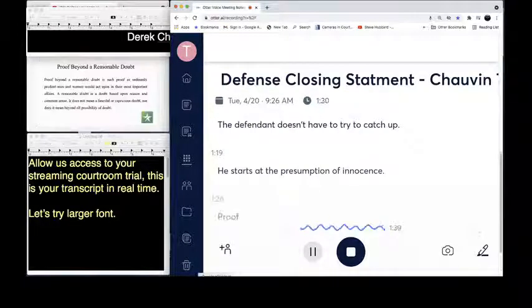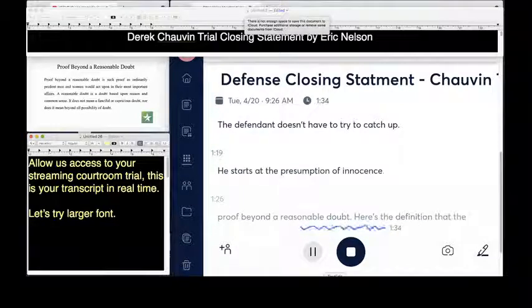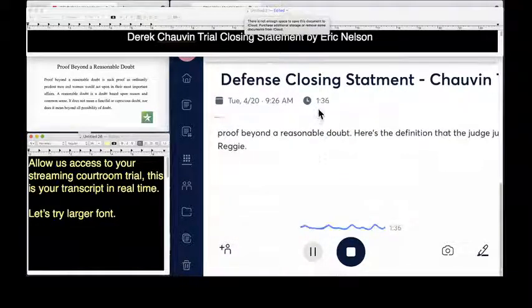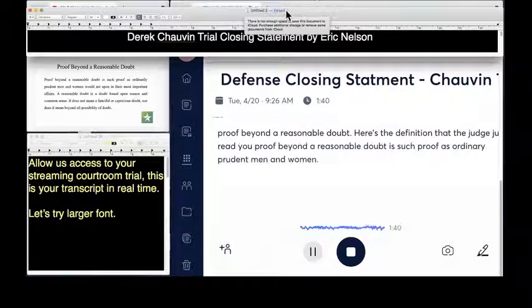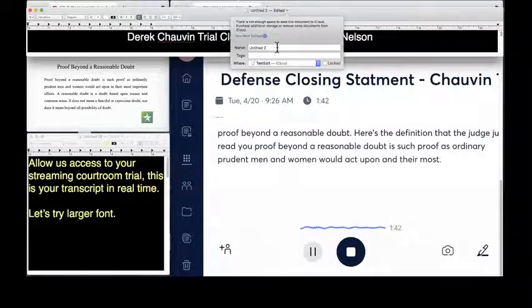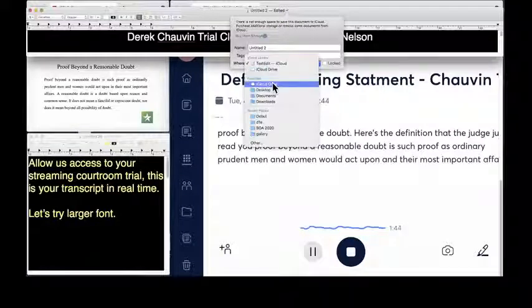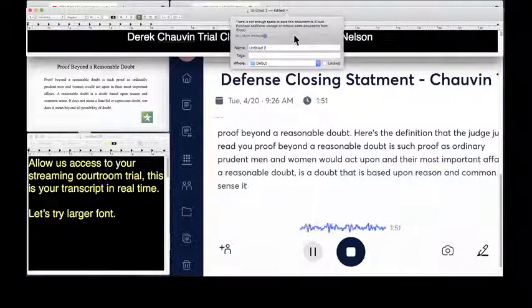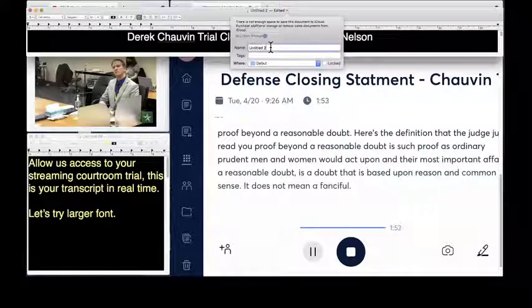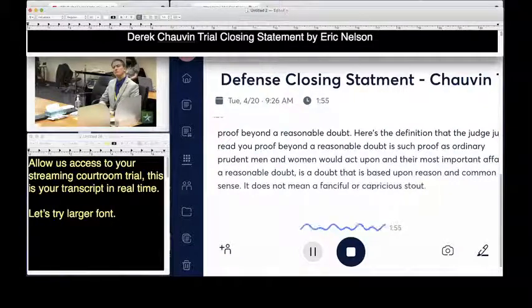Proof beyond a reasonable doubt. Here's the definition that the judge just read you. Proof beyond a reasonable doubt is such proof as ordinary prudent men and women would act upon in their most important affairs. A reasonable doubt is a doubt that is based upon reason and common sense. It does not mean a fanciful or capricious doubt, nor does it mean beyond all possibility of doubt.